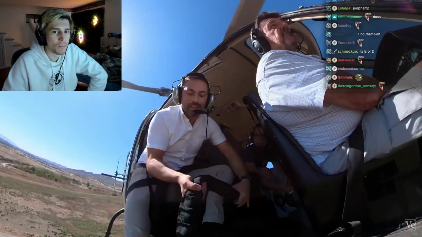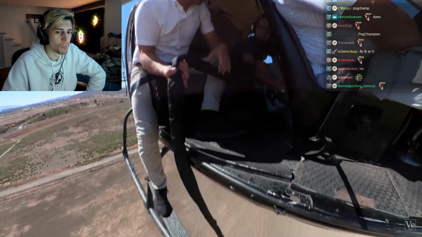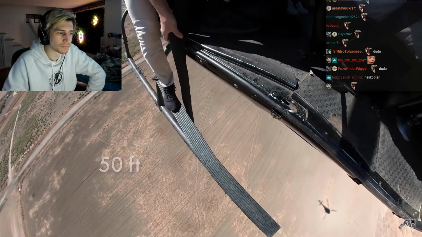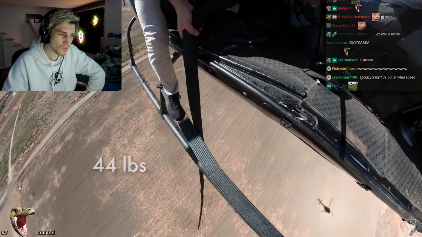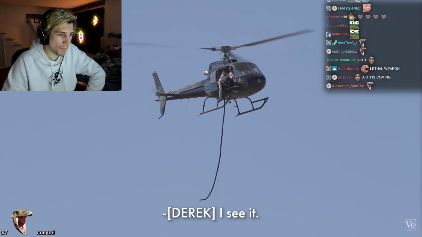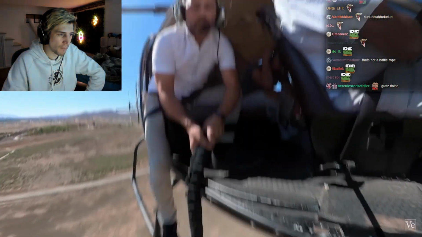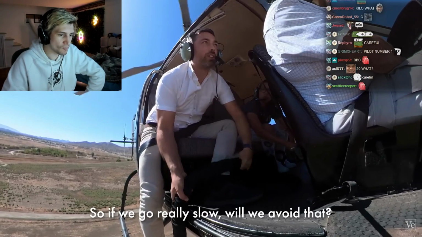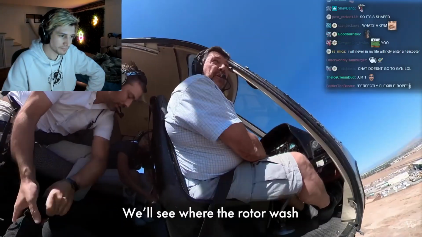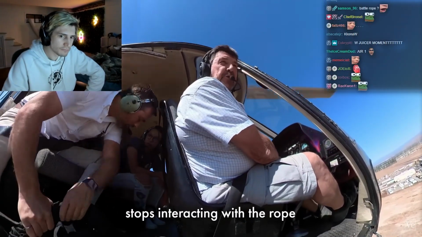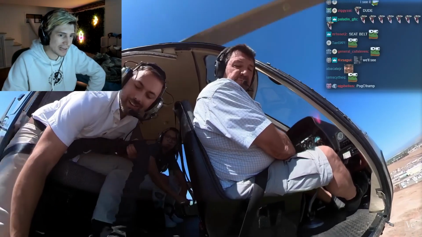Here I'm deploying a battle rope, like you'd see at the gym. This one is about 15 meters long and it weighs 20 kilograms. See the whipping action beginning. I see it. So if we go really slow, will we avoid that? We'll see. Okay. We'll see where the rotor wash stops interacting with the rope and the ambient wind.